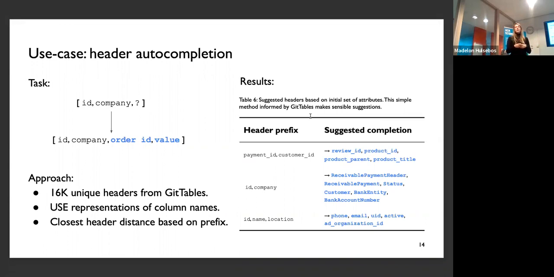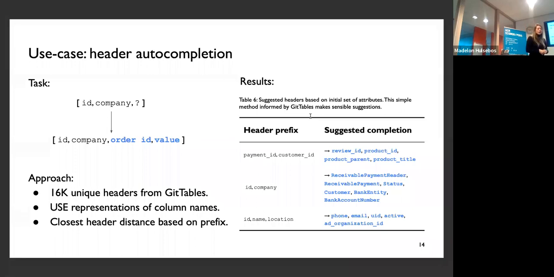We embed these headers column-wise, so per column name, using Google's Universal Sentence Encoder. This is more accurate because it's built for multiple-word column names, as some might be composed of different words. And then we look at the closest distance between this initial header prefix and the header prefixes of the same length of all these headers in GitTables.